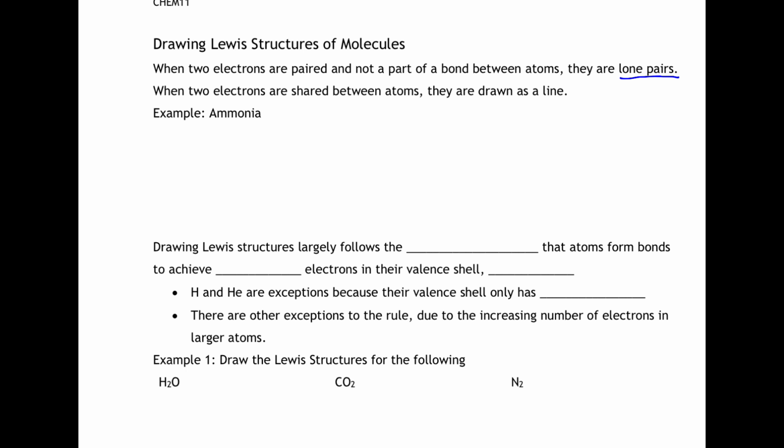When 2 electrons are shared, they are drawn as a line. That's a bond. My example that I'm going to show you on how to do these things is called ammonia. What's our formula for ammonia? You don't know what ammonia is yet? That's the one. It's NH3.